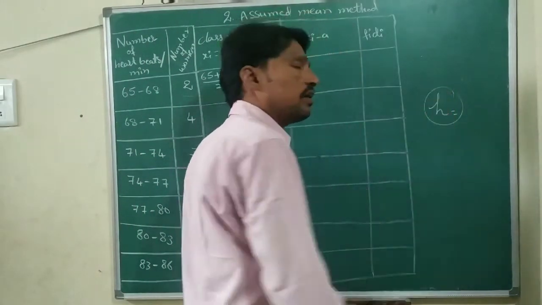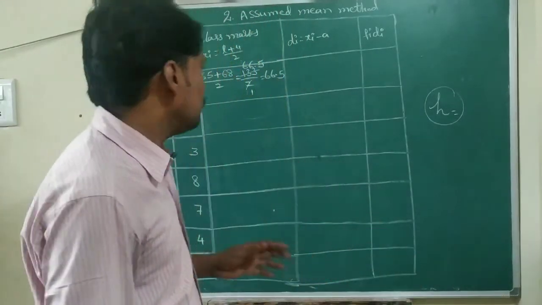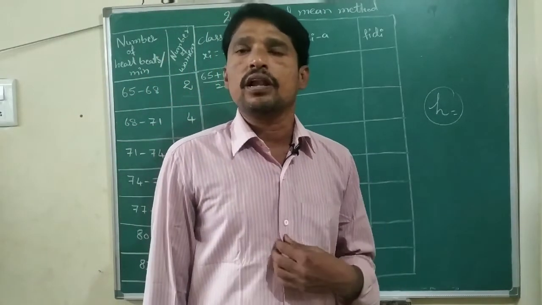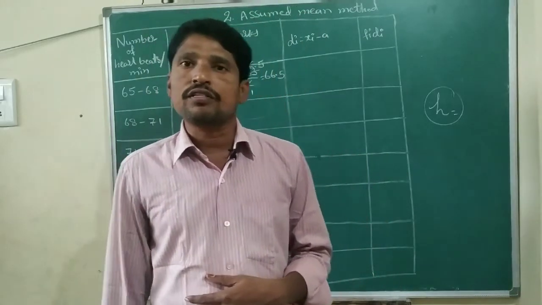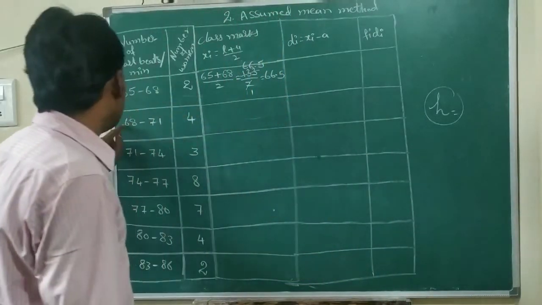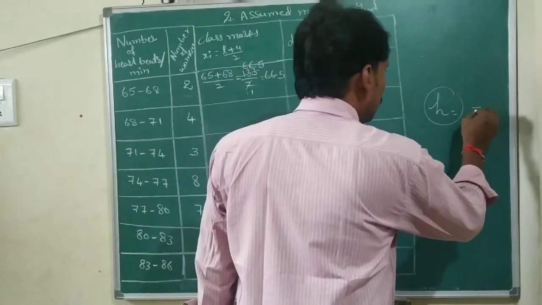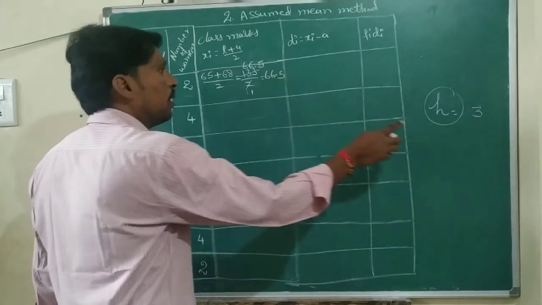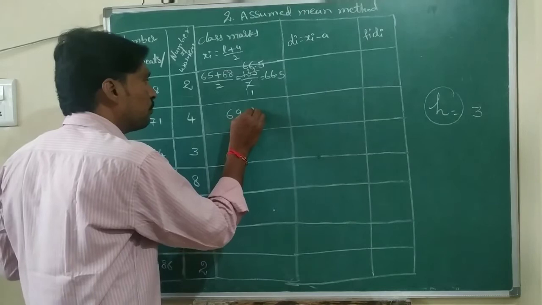Now we need to find the h value. H means the height of the class, or size of the class. How do we find it? Take the difference between any two successive class intervals' lower limits, or upper limits. Now I am taking 68 and 65. 68 minus 65 is 3. So the h value we got is 3. Now 66.5 plus 3 gives the next class mark, that is 69.5.